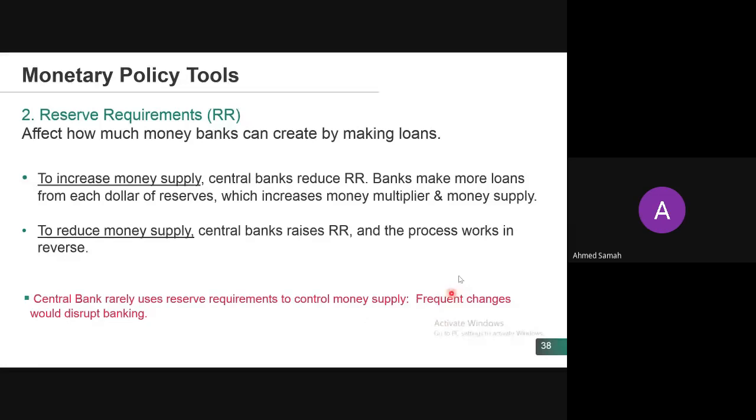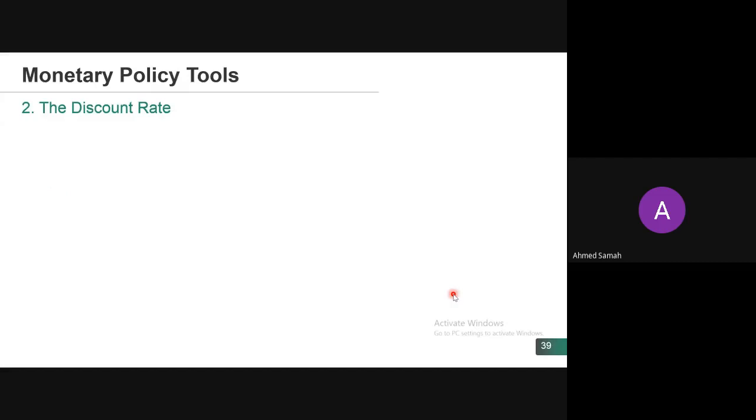Then the third tool we have is the discount rate. It is the interest rate on loans the central bank makes to banks. As I have said, central banks act as the lender of last resort. So commercial banks, if they have liquidity crunches, can approach the central bank. Then the central bank will give them a loan at a particular interest rate.